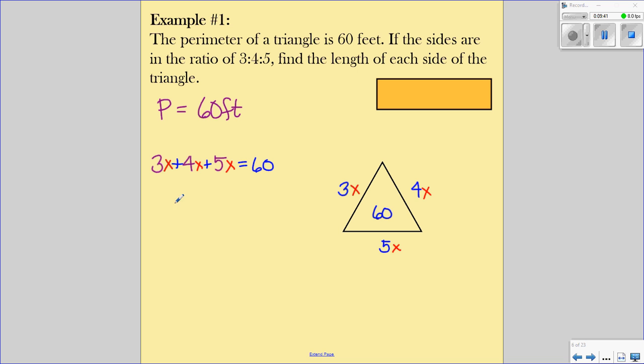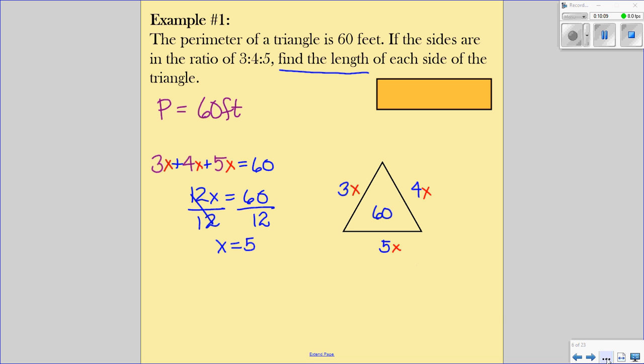So once I do that, now I can combine the like terms. This will give me 12x equals 60. Divide by 12. And my x will equal 5. But I'm not done yet. I found the x, the common factor I multiplied to each side. Now I need to find the length. That's the last piece and the missing piece that we're looking for.